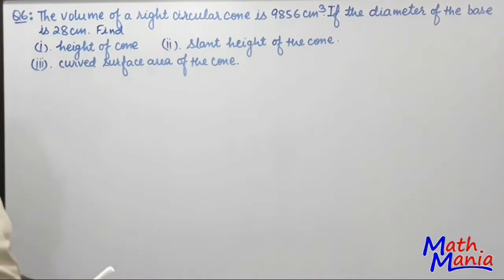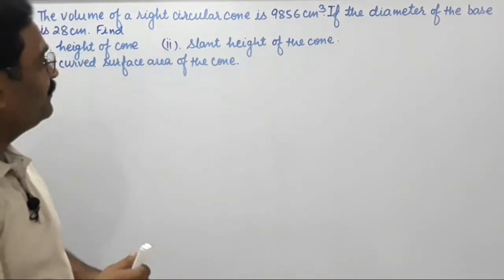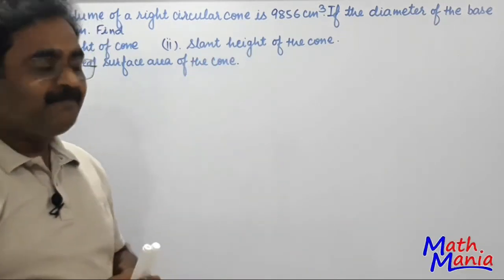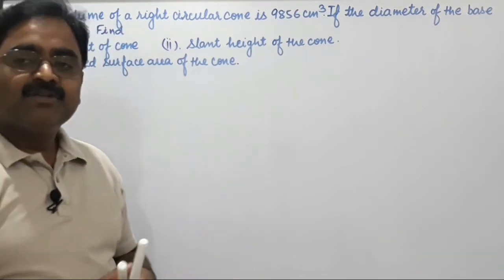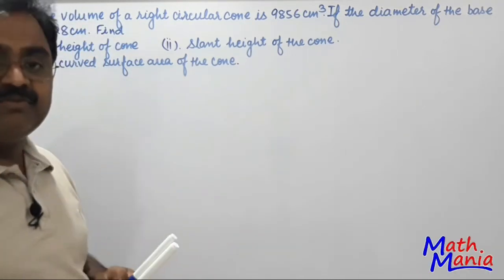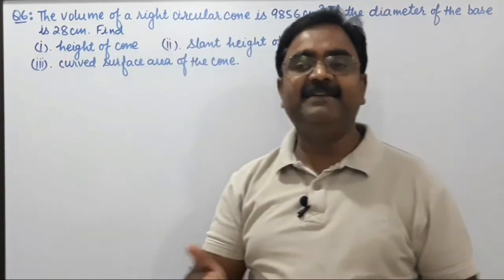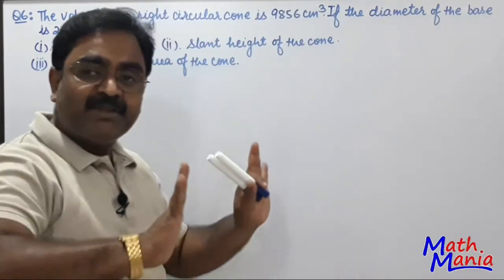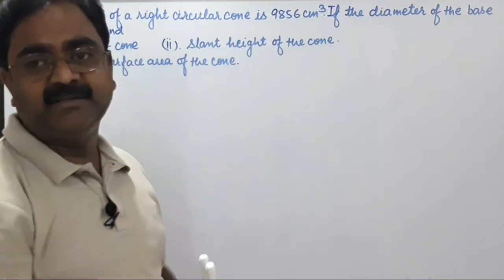There are three questions asked in this. First one is the height of the cone, the value of h. Then second is the slant height of the cone, means the value of small l. And third is the curved surface area of the cone. So let's start solving this question, to find its height, its slant height and its curved surface area. For this, each and every formula should be learned by you all. Keep this in mind.